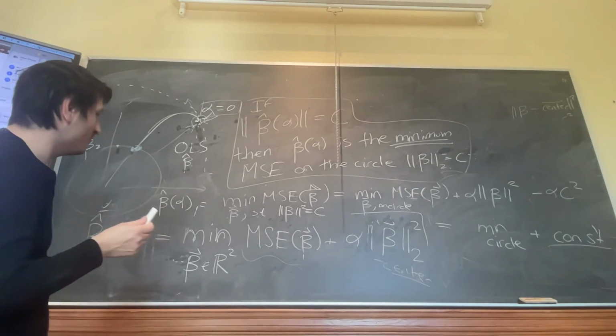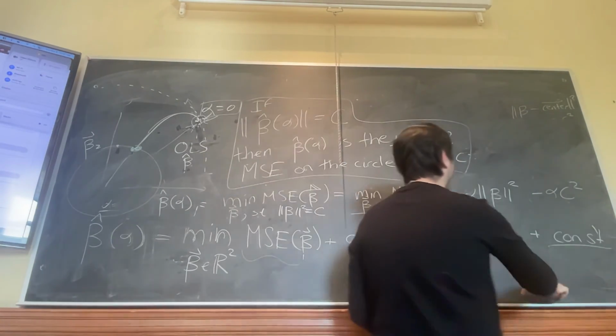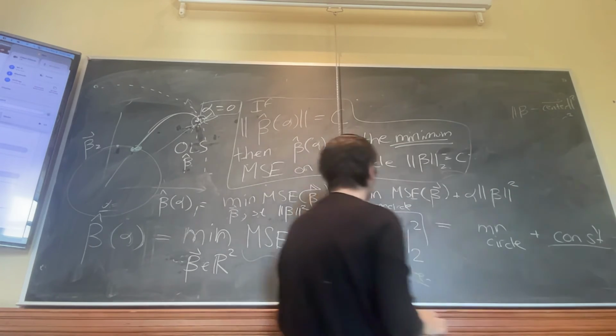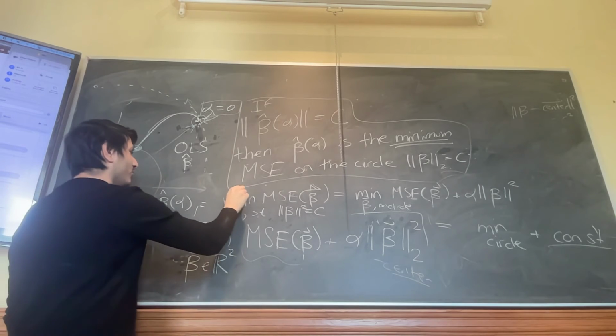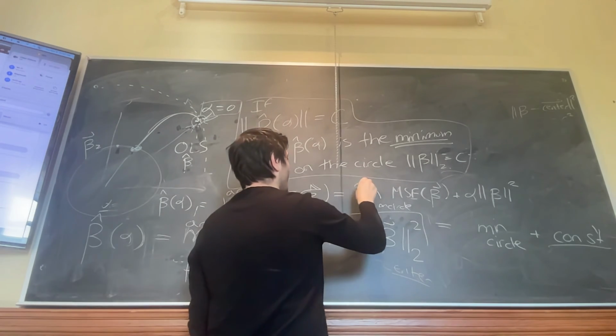There's a distinction between minimum and arg minimum. When you add on a constant, it doesn't change where the minimum is. I guess this whole time I've been saying minimum, I actually mean the arg minimum, the location of the minimum. So let me just add that in.